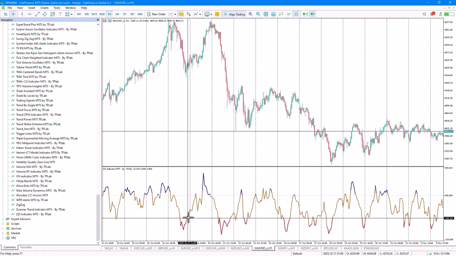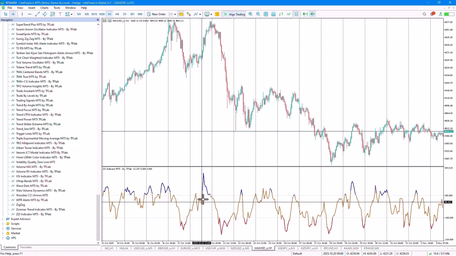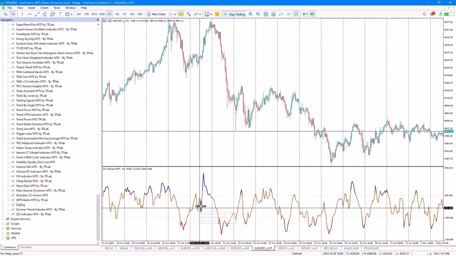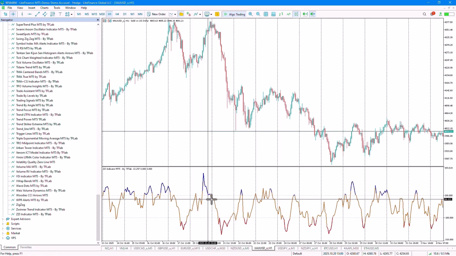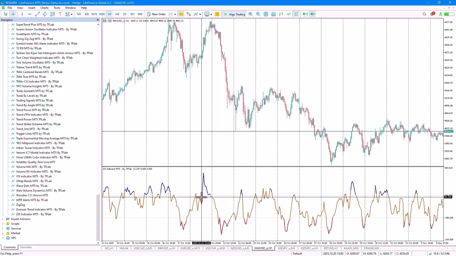When the oscillator line exits the oversold zone, this movement can be interpreted as a trading signal, which traders often use as an opportunity to enter a buy position, anticipating a possible reversal or upward movement in price. After this, we may observe the overall trend of the asset begin to change direction.